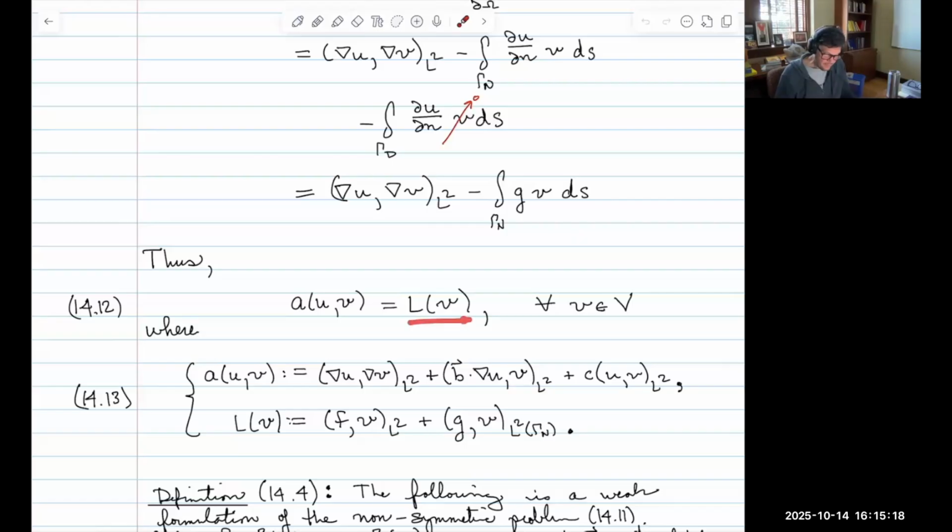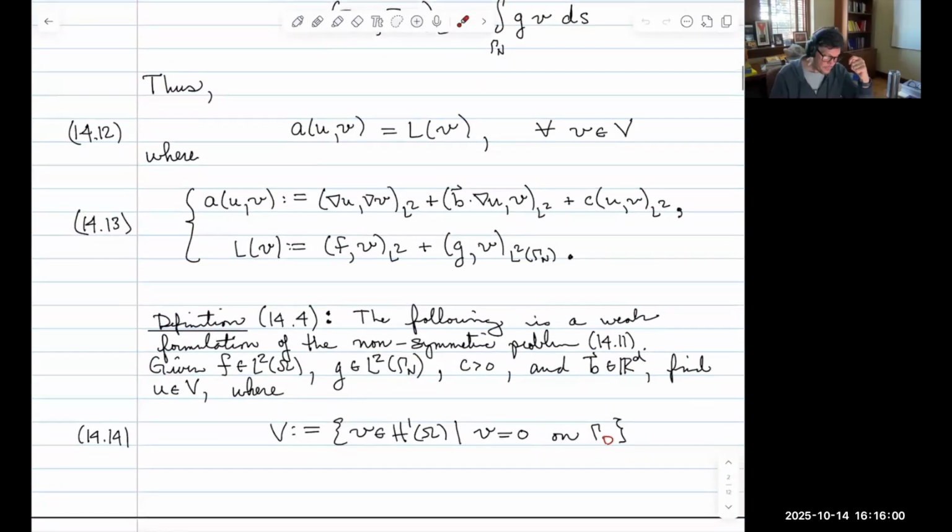Now, for my quote-unquote forcing function, the L(v), that just becomes the integral of f against v, and that's a bulk integral over the domain omega, plus an integral over the Neumann part of the boundary. That integral is given by this term here: the integral of g against v, but it's only evaluated on that portion of the boundary where Neumann boundary conditions are enforced, so-called gamma N.